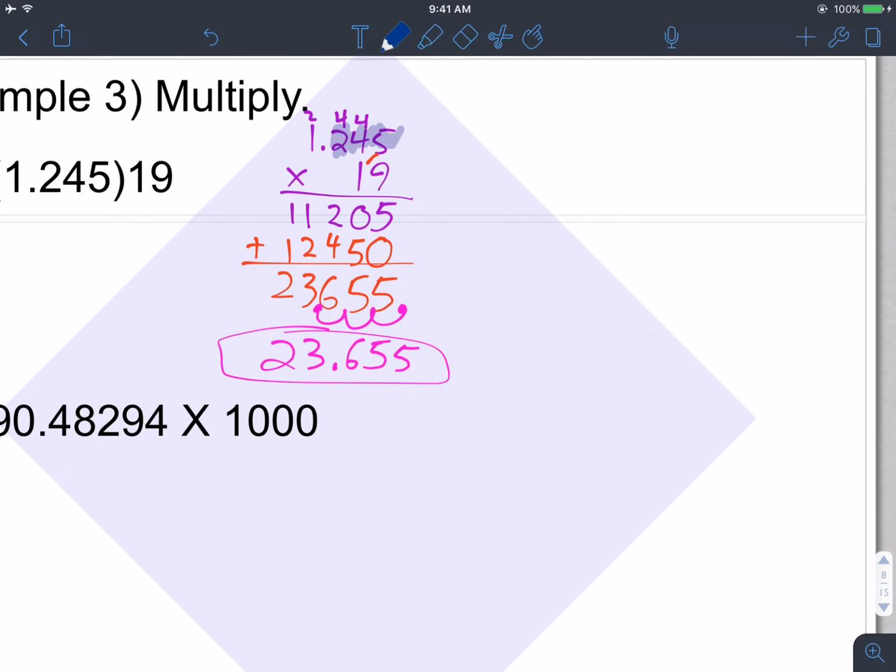Pick a decimal point. Pick a number with a decimal in it. Any, give you a number. Whatever you want. 5.6. Okay. Pick another decimal. Go ahead. 42.6. Okay.